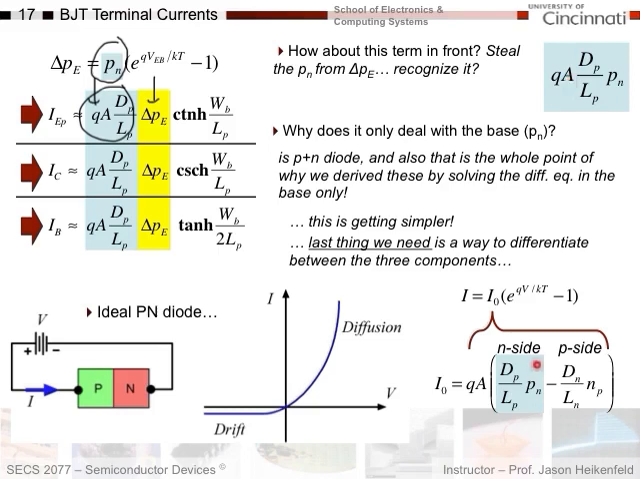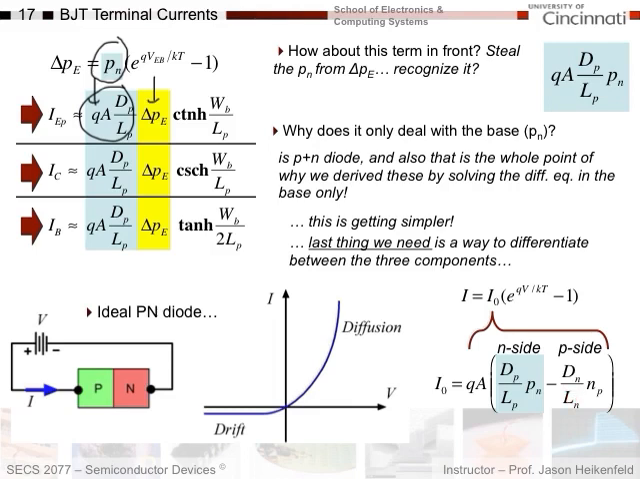And then I had the contribution from the N side of the diode and the contribution from the P side of the diode, okay? And so what you're wondering at this point is, well, for a diode, why am I only dealing with the base side, P sub N? What happened to N sub P here? Well, let's think about this, okay?